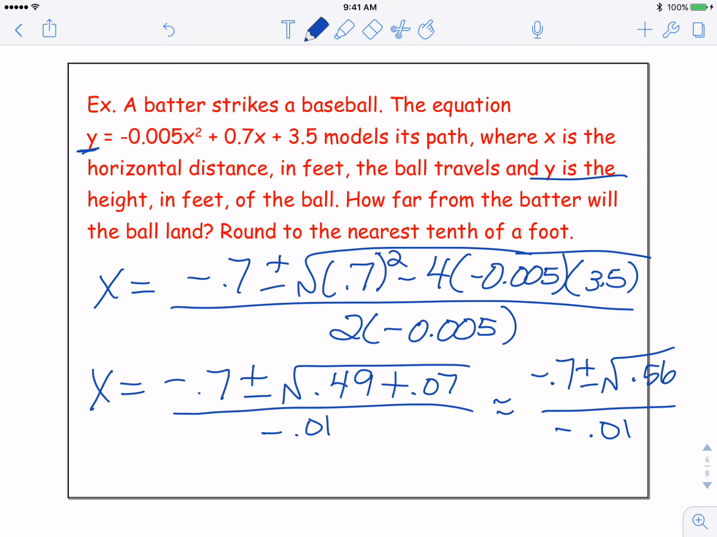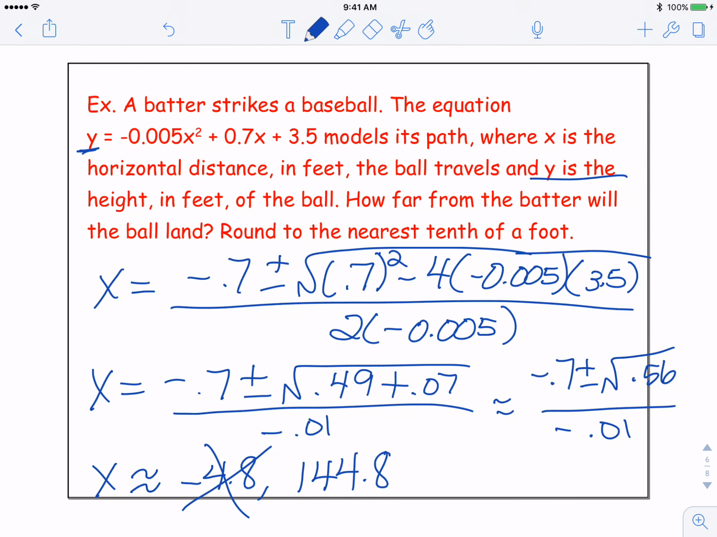Remember, we're going to have two options because I have to do negative 0.7 plus the square root of 0.56 divided by negative 0.01, and I have to do negative 0.7 minus the square root of 0.56 all over negative 0.01. This is going to give me two answers, and those two answers are going to be about negative 4.8 and about 144.8. Now, if I look back at the question, it says, how far from the batter will the ball land? It does not make sense to have this negative answer. I can't say that the ball is going to land negative 4.8 feet away from the batter. So I know that that answer is not applicable in this story problem.